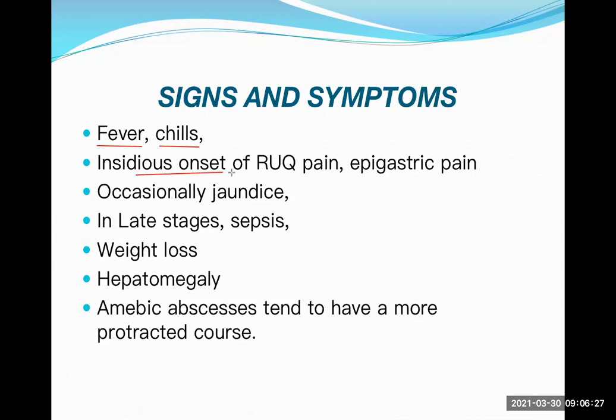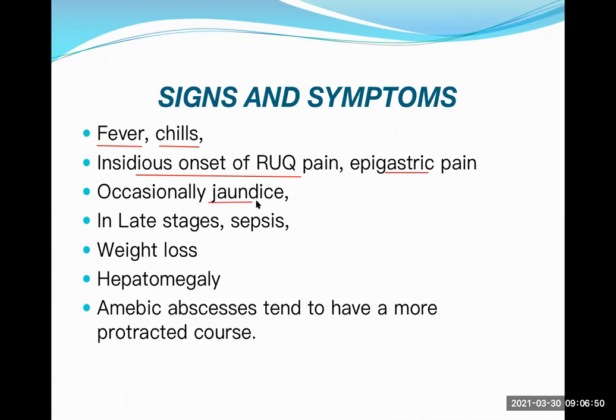There is insidious onset of right upper quadrant pain as well as epigastric pain. Remember, usually the right lobe of the liver has these abscesses, so pain is also localized to that area. But sometimes the abscess may be present towards the left lobe of the liver, so even epigastric pain may be there.